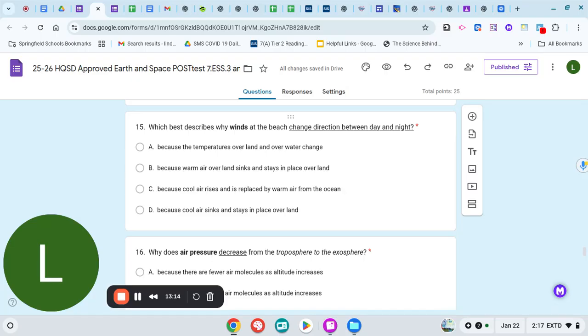A, because the temperatures over the land and over water change. B, because warm air over land sinks and stays in place over land. C, because cool air rises and is replaced by warm air from the ocean. D, because cool air sinks and stays in place over the land. Pause and come back.